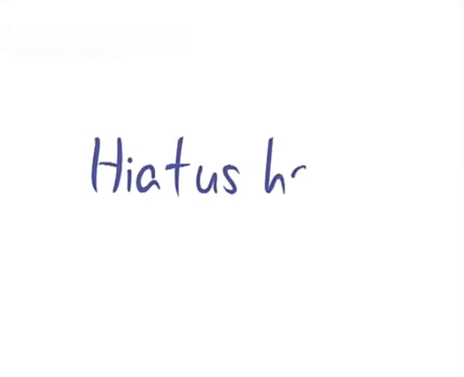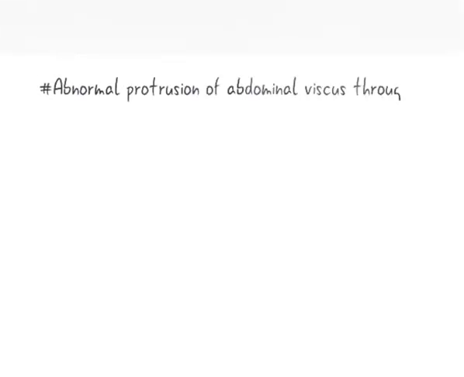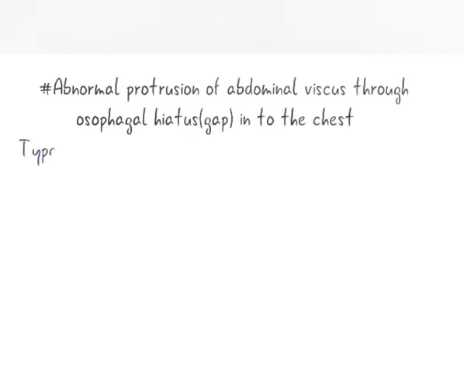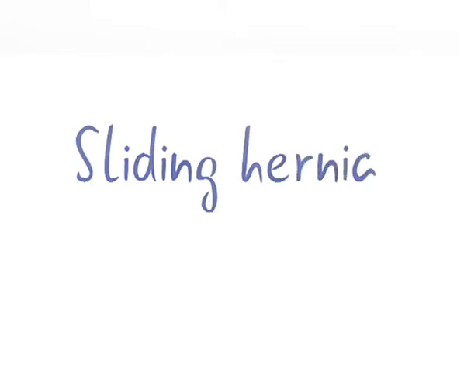Topic is hiatus hernia. Hernia is the abnormal protrusion of abdominal viscus through the esophageal hiatus gap into the chest. Types of herniations: the sliding, rolling, mixed and massive. In this video we will see sliding herniations, which is also called esophagogastric hernia.